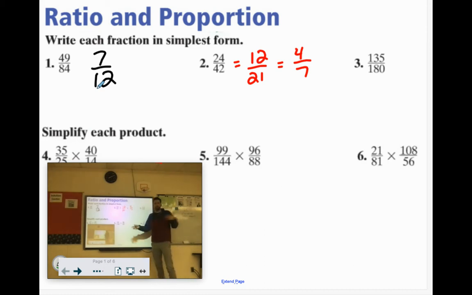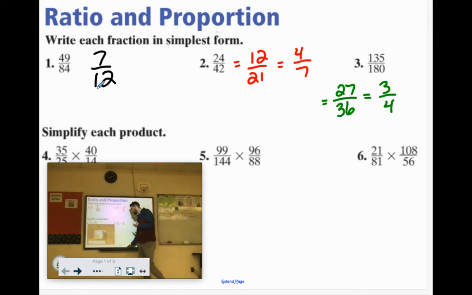You could do it in 5 steps, or you can do it in 1 if you can find the largest one. I see these both end in a 5, so I know that 5 goes into them. 5 goes into 135 27 times. And then 5 goes into 180 36 times. Then you're like, oh, wow, 9 goes into both of those. 9 goes into 27 3 times, 9 goes into 36 4 times.